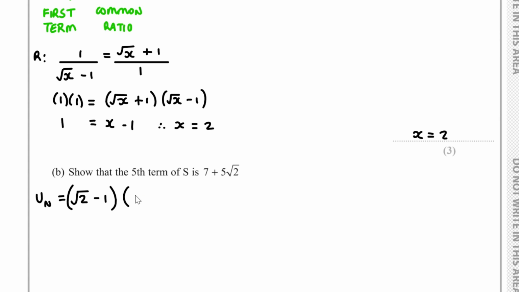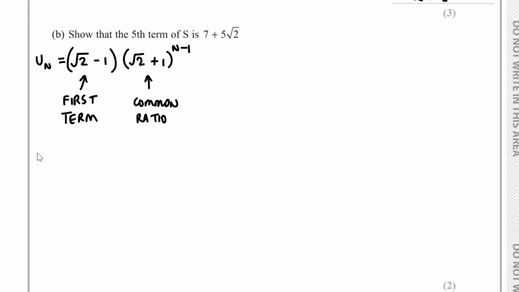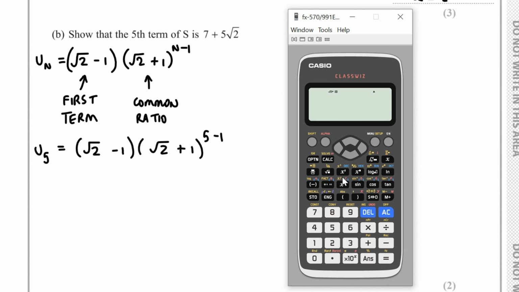Okay? So here we've got root 2 plus 1 to the power of n minus 1. So here we've got the first term, here we've got the common ratio. And our job is to find out what u5 is. So u5, that's equal to root 2 minus 1 times by root 2 plus 1 to the power of 5 minus 1. Now let's see if we can substitute this into our calculator.